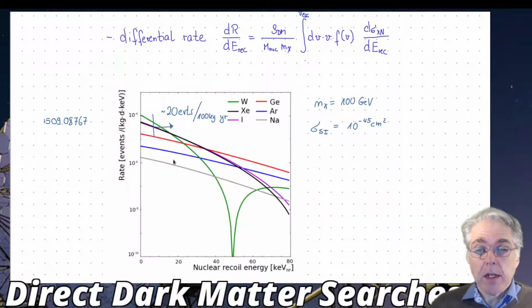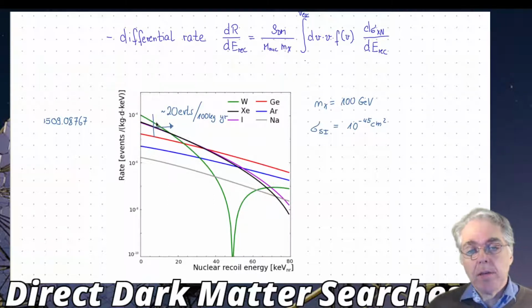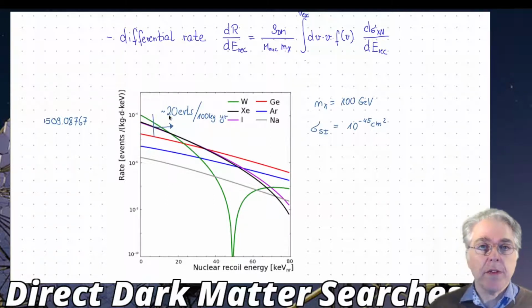For a noble gas like xenon, here is given as an example the number of events that you would get after integrating over all the recoil energy. This rate above a threshold of about 10 keV would be of the order of 20 events per 100 kilograms per year. This is, of course, taking into account a more specific mass and a specific spin-independent cross-section of 10 to the minus 45 square centimeters. So you can basically scale that number. If you have 10 to the minus 47, then you end up with the order of 0.2 events per 100 kilograms.